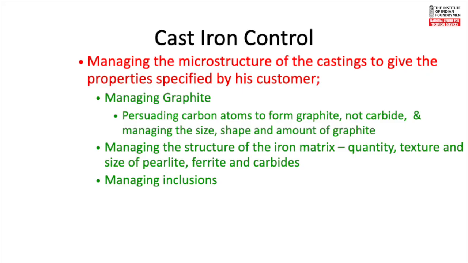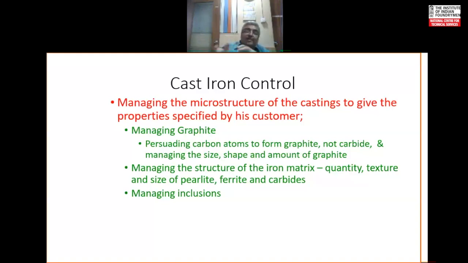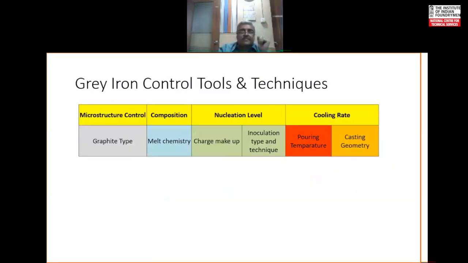Then managing the structure of the iron matrix, that means what could be the size of the pearlite and size of the ferrite and how much amount of carbides and what is the texture and size of the pearlite. So here we get into carbon equivalents, and we'll see them one by one. And also managing the inclusions, because the inclusions will disrupt the matrix and will cause lowering of the properties. What are the control tools and techniques we have?